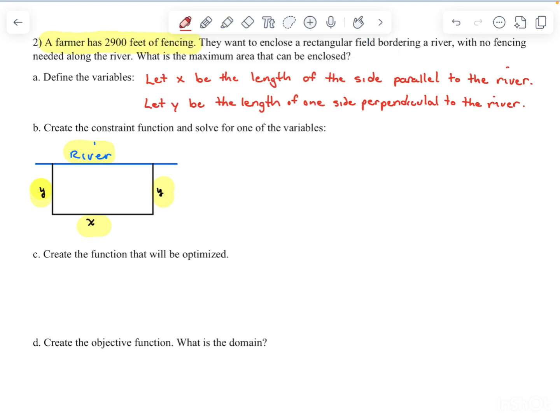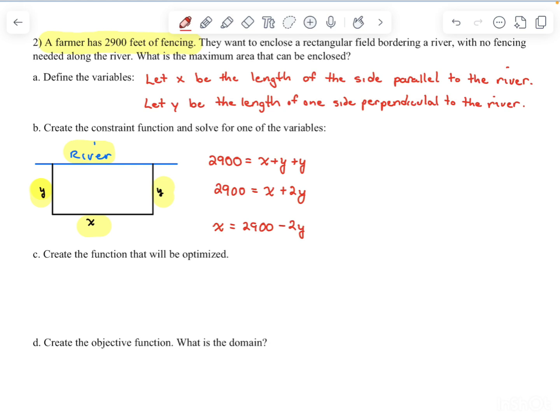Since the farmer has 2,900 feet of fencing, we will have 2,900 is equal to x plus y plus y. So 2,900 is equal to x plus 2y. And since the coefficient of x is 1, I'm going to solve for x. So we have x is equal to 2,900 minus 2y.